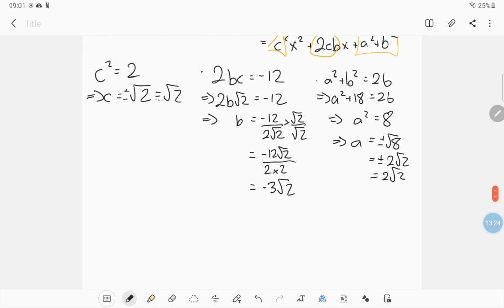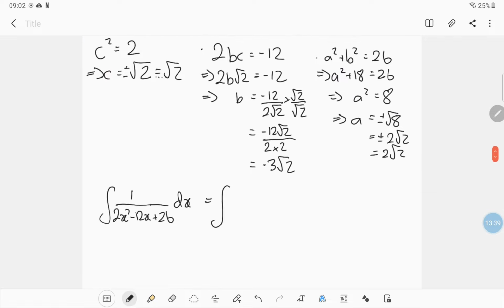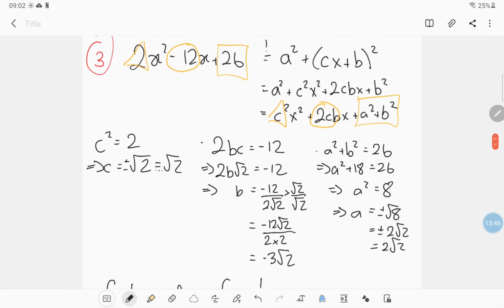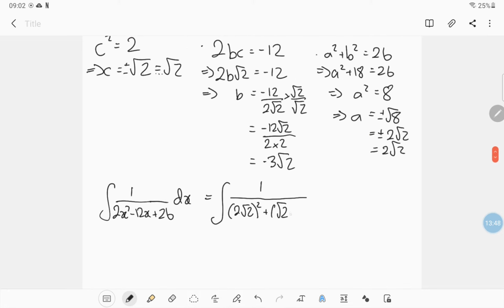So you end up with, therefore, 1 over, what was it, 2x squared minus 12x plus 26. Let's complete the square, so it'll be a squared, and a was 2 root 2, plus cx, which is root 2x, minus 3 root 2 squared dx. So that's the new completed square.